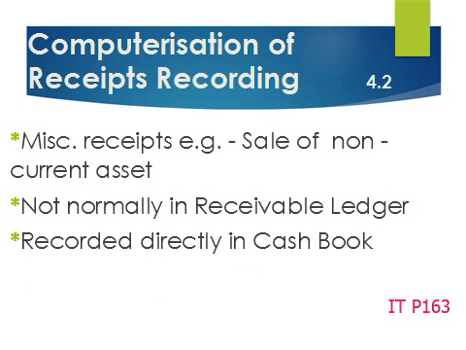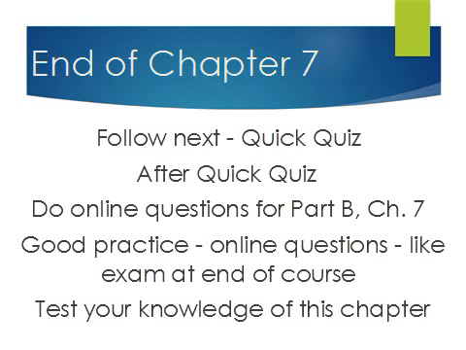Miscellaneous receipts, for example, sale of non-current assets, are not normally recorded in the receivable ledger. They are normally recorded directly in the cash book, and from there, they will be posted to the general ledger, either automatically or by manual entry. This is the end of Chapter 7.